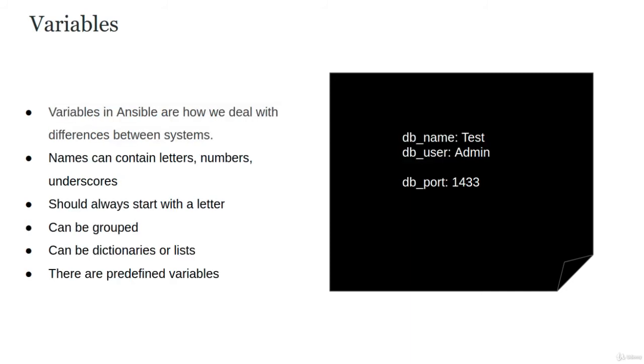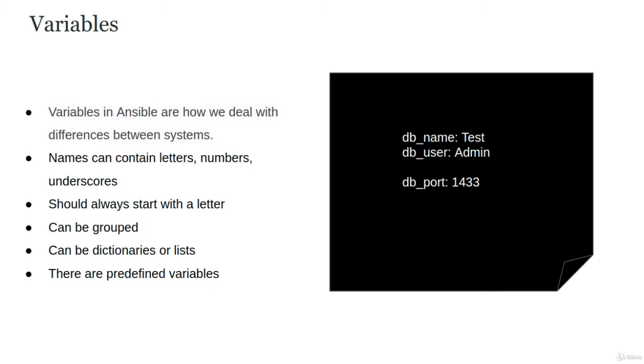Variables in Ansible are how we deal with differences between systems. Variable names can contain letters, numbers, or underscores, but should always start with a letter. And variables can be grouped, like by host or by playbook, and variables can be stored in a dictionary or in a list. And also there are a lot of predefined variables.